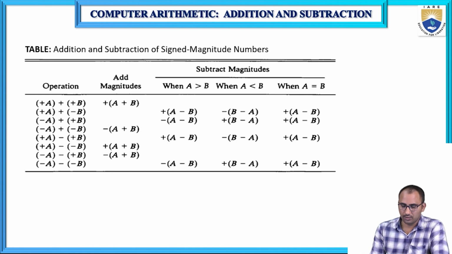So see here, what we are doing here. When the signs are same, we are performing addition. When signs are different, we are performing subtraction. Similarly, when signs are same for the negative numbers, it even results in an addition.